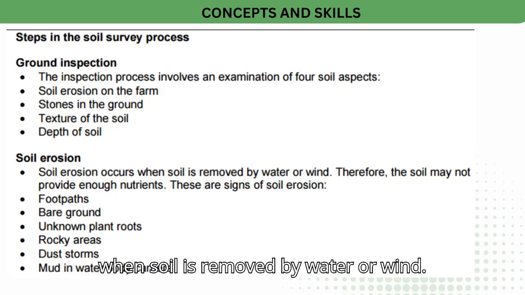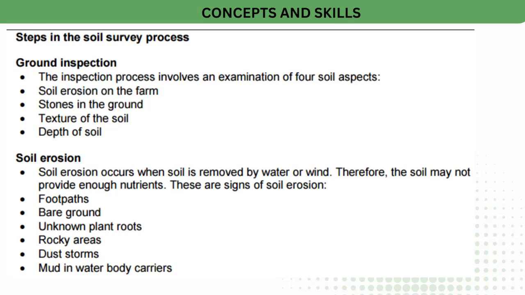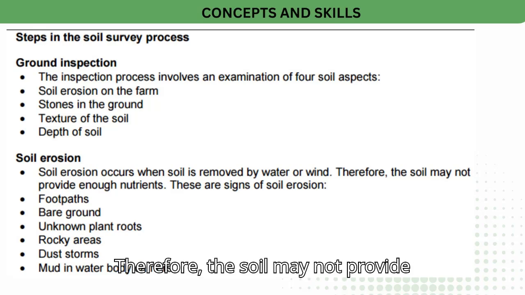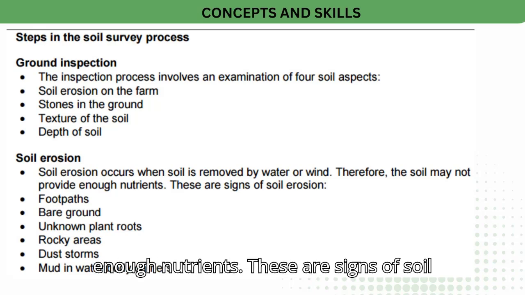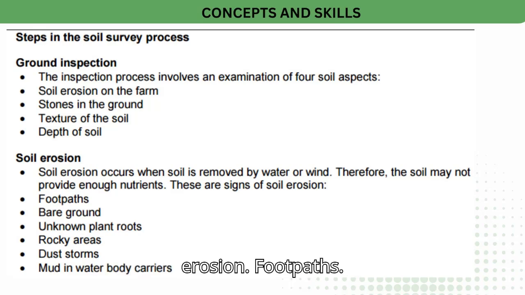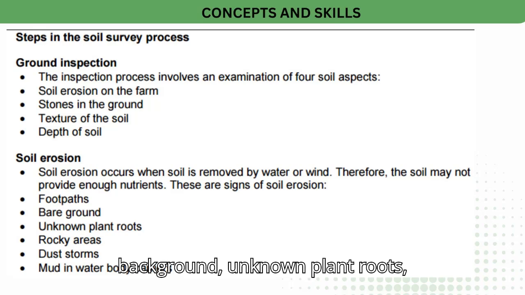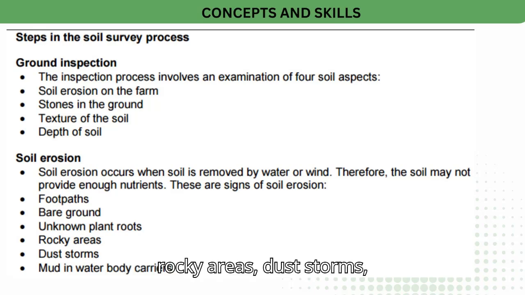Soil erosion occurs when soil is removed by water or wind. Therefore, the soil may not provide enough nutrients. These are signs of soil erosion: footpaths, bare ground, exposed plant roots, rocky areas, dust storms, and mud in water bodies.